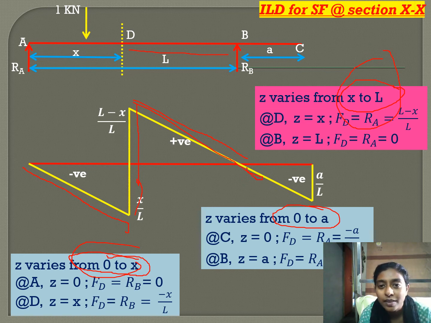Now third portion, that is when the unit load is in the portion BC, from C to B. So at C the value is minus A by L, and at B it is 0. So we will draw the line from minus A by L to 0. Then we will join this line. So this is the influence line diagram for the shear force at the section D.